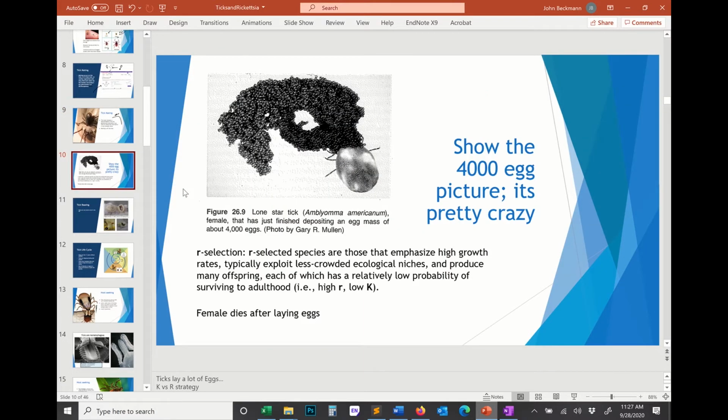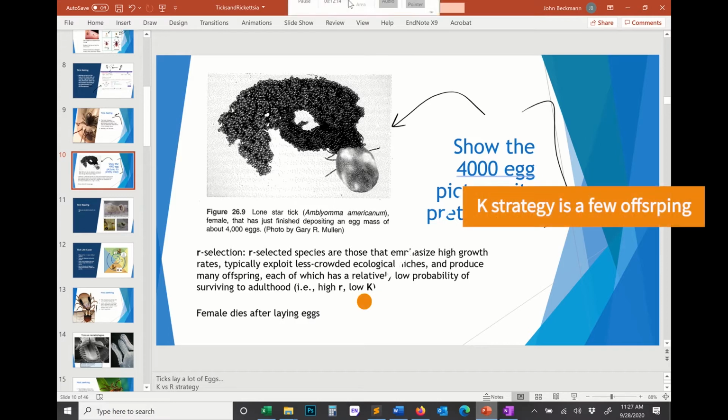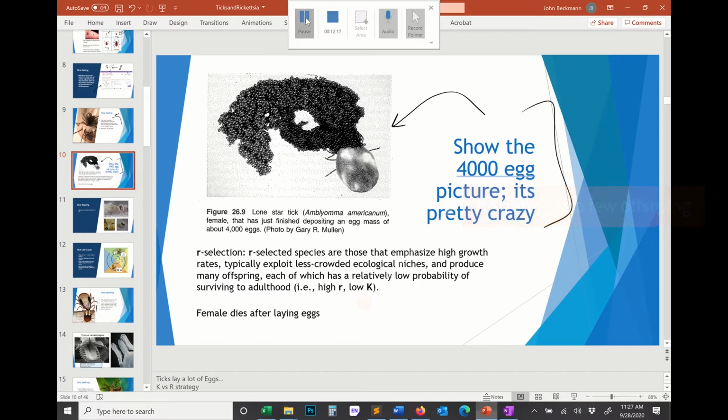Okay, so I say show the 4,000 egg picture. It's pretty crazy. I saw this picture in the textbook, and it's pretty crazy. So we've talked a little bit about this, where there's different strategies for insects. So there's K and R strategies. K is the carrying capacity, is what Basu said.